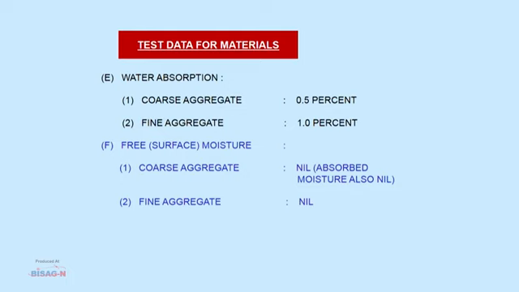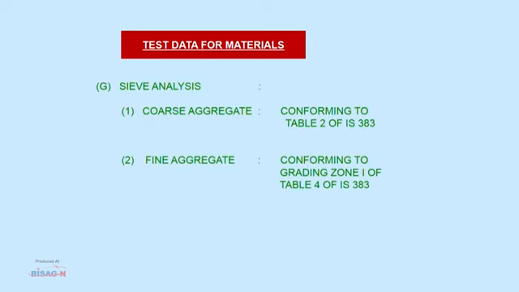Water absorption for the aggregates, coarse aggregate 0.5% and fine aggregate 1%. This water absorption is to bring the aggregate to saturated surface dry condition. Free moisture is nil. If there is free moisture available in the aggregates, then appropriate correction is to be carried out. Sieve analysis for the aggregate is to be done. Coarse aggregate should conform to table 2 of IS 383 and fine aggregate, in the present case, conforms to zone 1 of table 4 of IS 383.